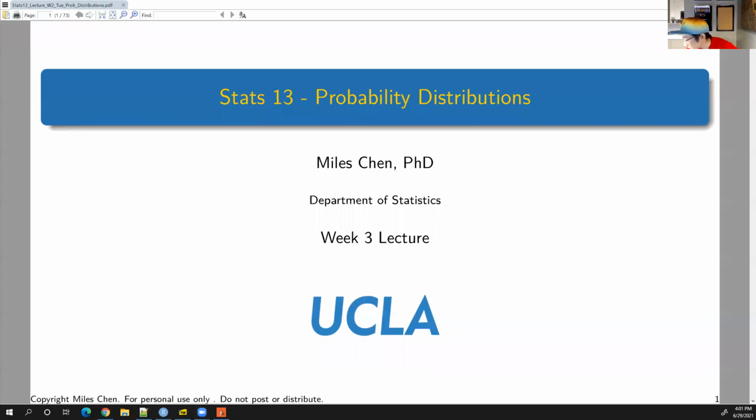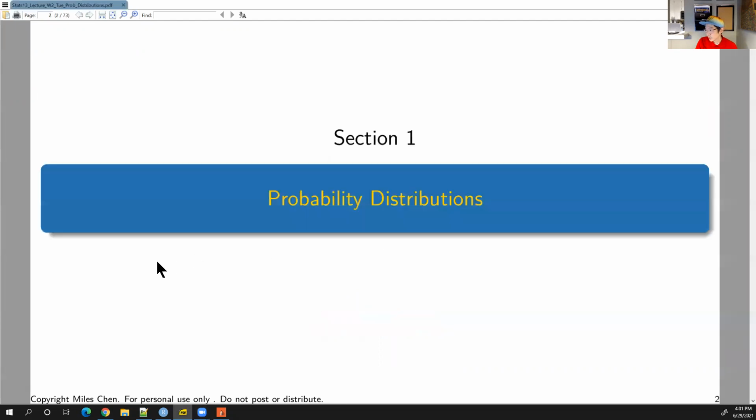All right, so we are moving right along. Oh, I need to fix that. That should say week 2 Tuesday, which is today. And we are going to cover probability distributions today.